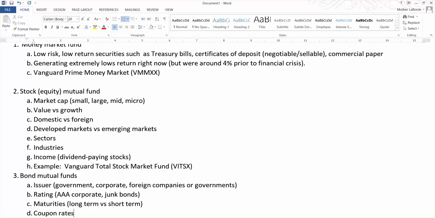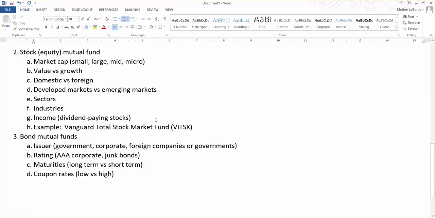And then remember, bonds have coupon rates. We were talking about the Goldman Sachs bond that had a 5% coupon rate. So they segregate coupon rates by low rates versus high rates. You could have a fund that focuses only on low coupon bonds, or one that focuses only on high coupon bonds. As an example of a bond mutual fund, again, it's not the be all and end all, but Vanguard has the total bond market fund.